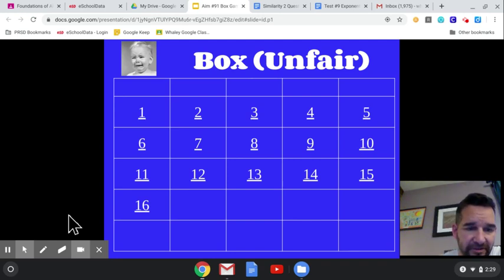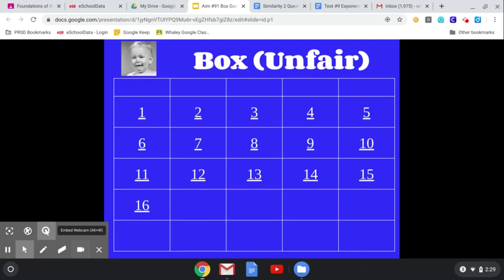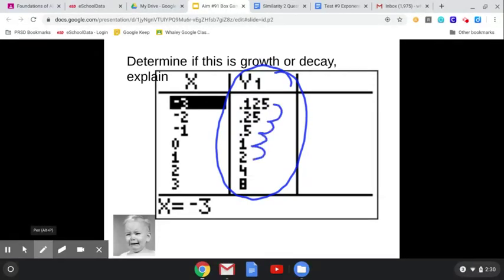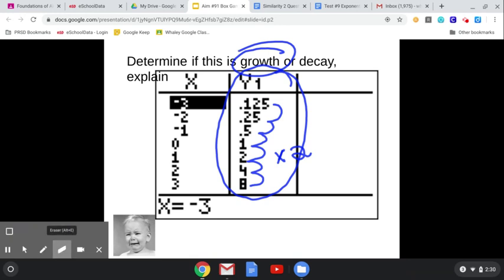Okay, so let me get my screen face out of the way. And let's just get started right away with question number 1. It says determine if this is growth or decay. We see a table and we're trying to figure out, is this exponential growth or decay? What's important is to look at my Y values. Do they appear like they're going up or going down? It's going 0.125 to 0.25 to 0.5 to 1 to 2 to 4 to 8. This is multiplied by 2. This is going up. That's definitely an example of growth. So that's just reading a table and being able to find out if it's growth or decay.